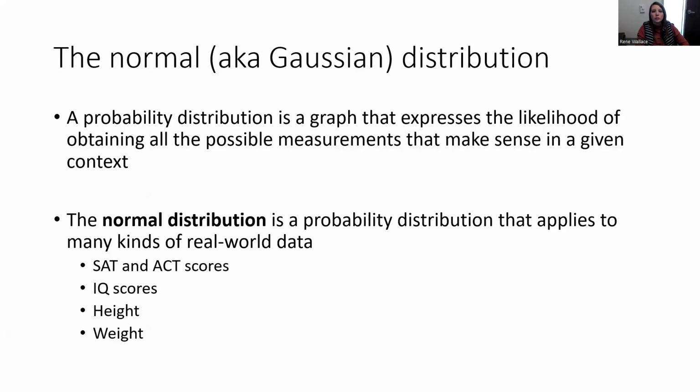So the normal distribution is a probability distribution that applies to a whole bunch of different types of real world data. SAT, ACT scores, IQ scores, height, weight. This is a stats course for psychological science majors, and so really we're mostly talking about scores because that's what we're doing as psychological researchers, right? We're giving some sort of assessment to a sample of our population, and then we're trying to see what that data tells us. That might not be true in other statistics courses, but for psychological sciences, that's what we are typically referring to.